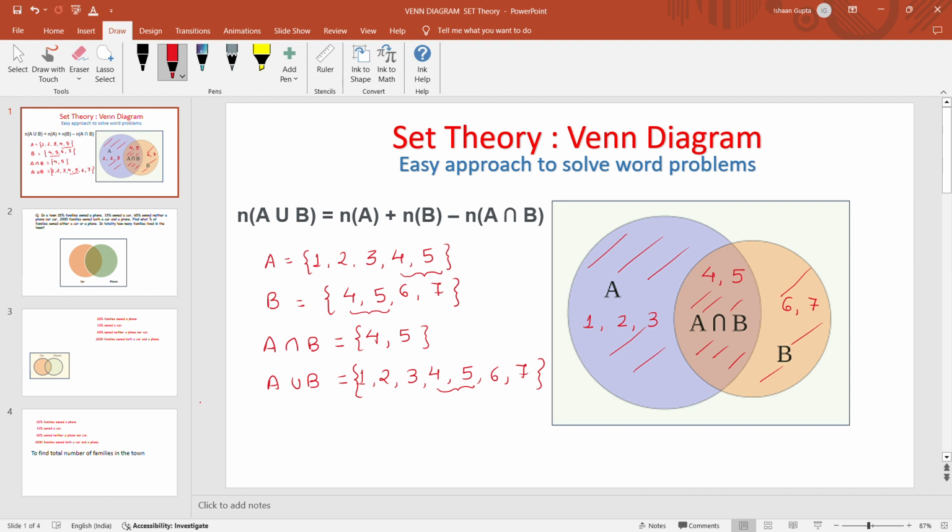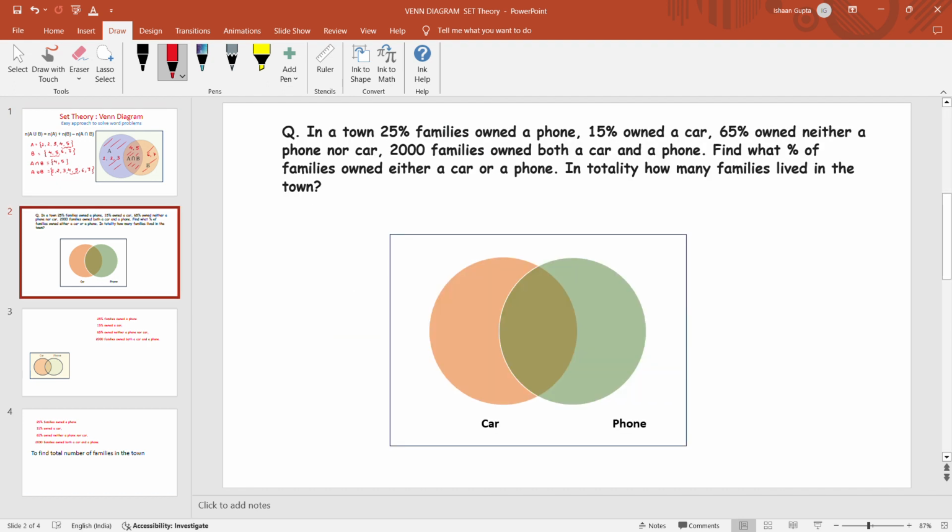Let's see a problem quickly. We do it using this concept. So we have a question wherein 25% families of a town owned a phone, 15% owned a car, and 65% are owning neither a phone nor a car. So this is something new, neither a phone nor a car.